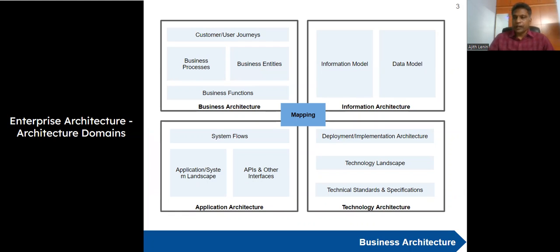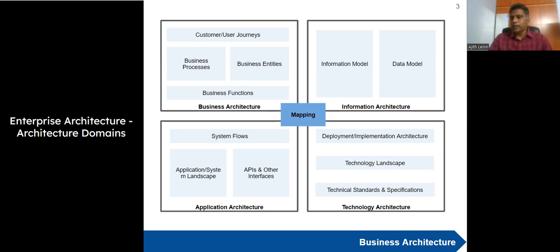As I said earlier, I'm using the TOGAF definition of the architecture domains. There are 4 different domains: business architecture, information architecture, application architecture, and technology architecture. Business architecture has to do with how we define the business itself, the enterprise, and how we represent it in the enterprise architecture. This typically involves business processes, business entities involved in the process, business functions that are part of the processes, and customer or user journeys. It's not an exhaustive list, but a brief on the components of a business architecture.